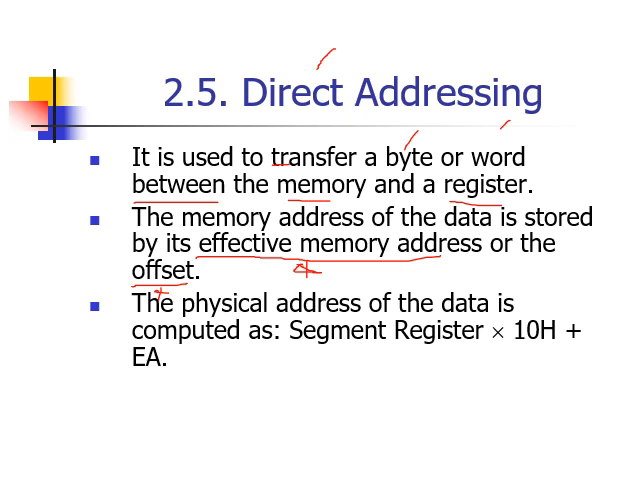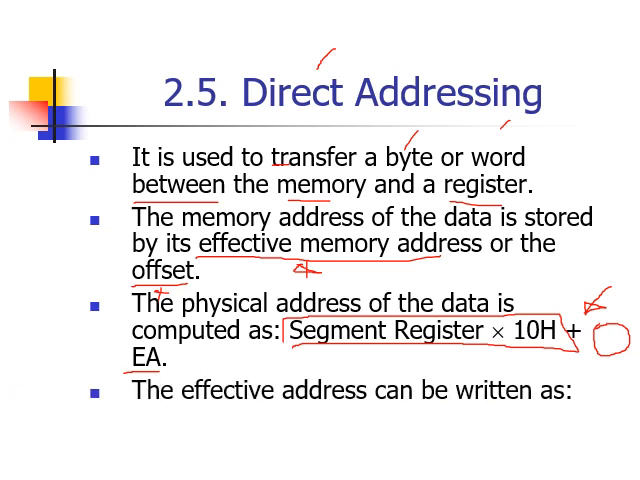For example, the physical address is given by the value inside a segment register times 10, and you add the number of locations you need to move up to get the required memory location. This is done by adding an offset or effective address. They are used interchangeably, offset or effective address. And this effective address can be given as a label.